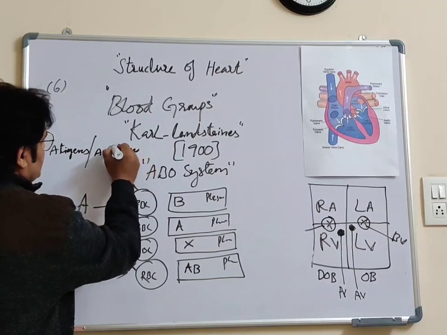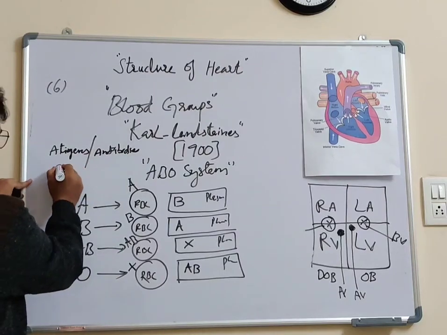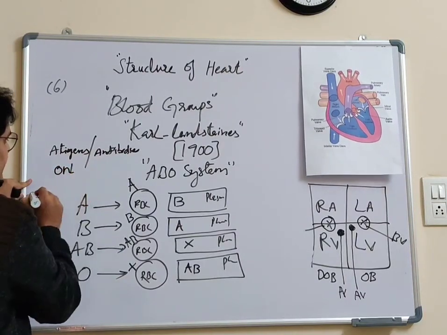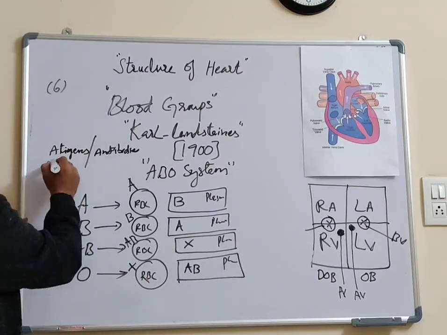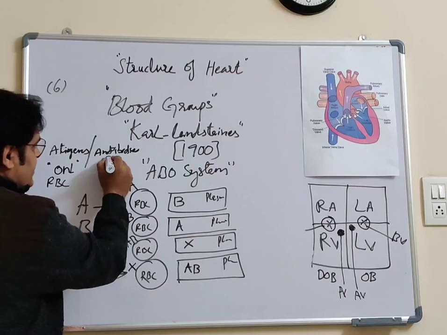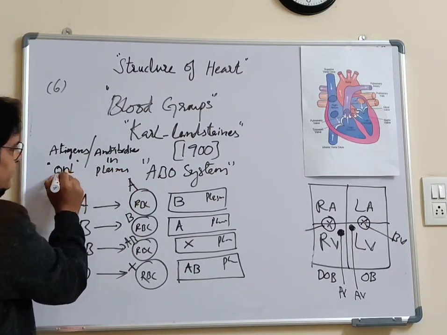These are the chemicals already present in blood: antigens and antibodies. Antigens are present on the RBC membrane. Remember, on RBC. Antibodies are in plasma. This is very important. If you write "in" here, the person will die.